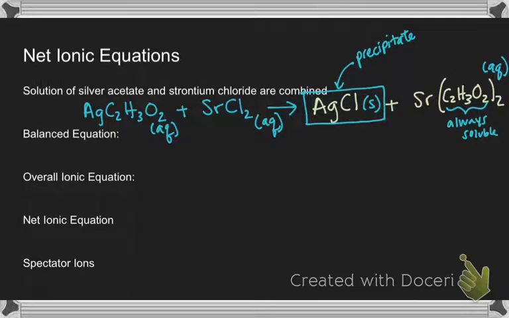So we're going to make sure it's balanced. It looks like I need 2 chlorines on the right. So I'm going to put 2 chlorines on the right. And it looks like I'll need 2 acetates on the left. So we're going to do that. So I'm going to go ahead and put in my coefficients.